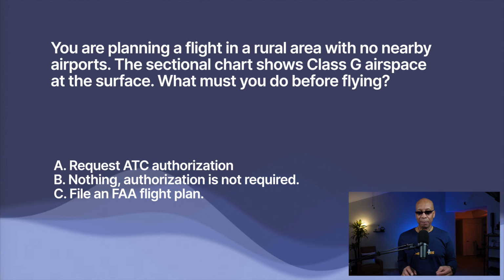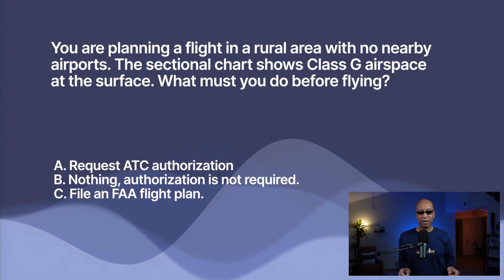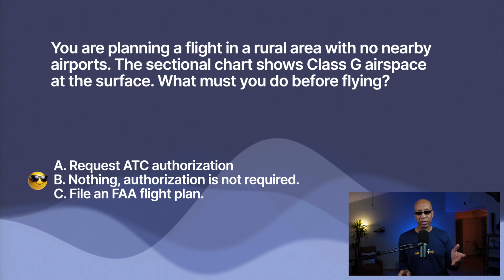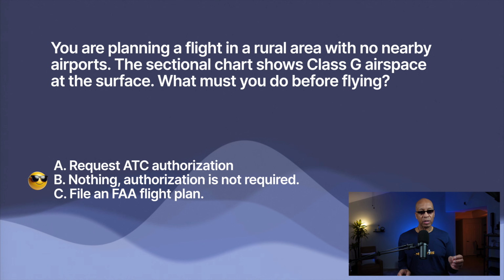There is no flight plan necessary when you're flying in Class G airspace. There's no authorization. There's nothing that's required. When you're in Class G airspace, you can fly and do whatever it is that you like and your heart desires, as long as you stay 400 feet or below, according to the FAA rules and regulations.